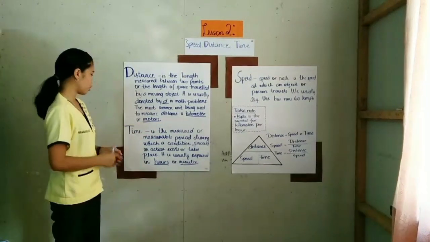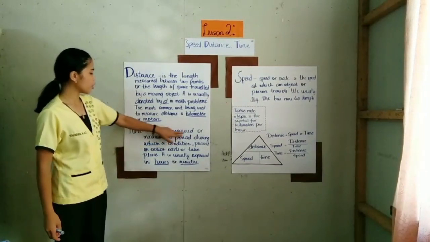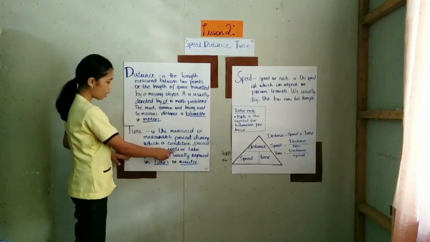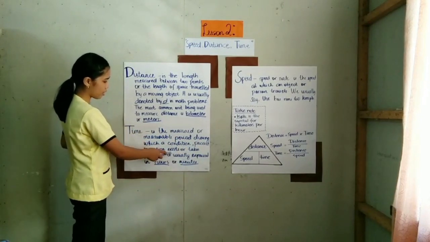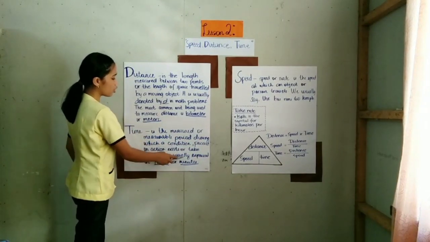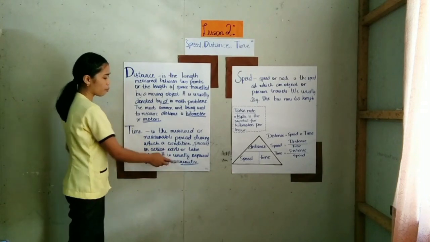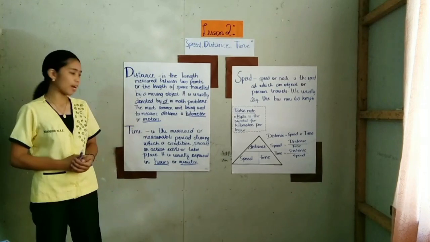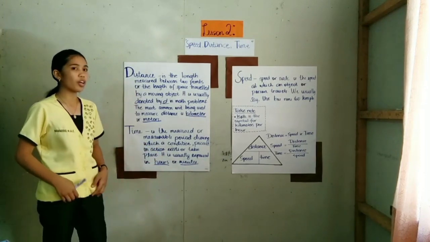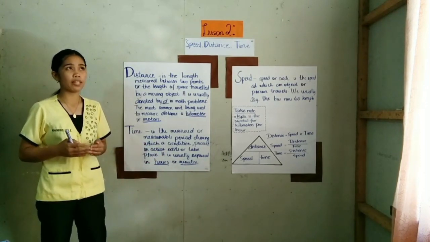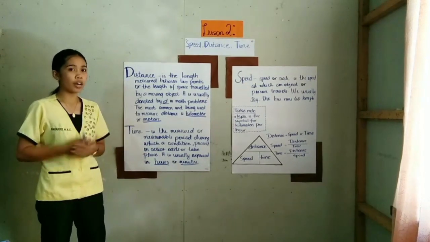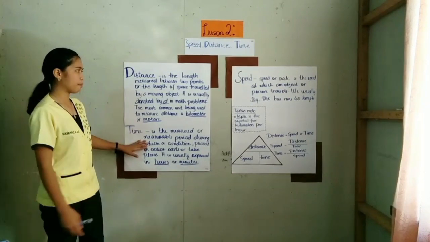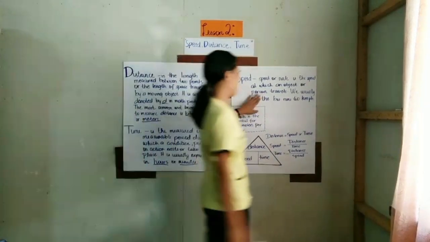Now let's proceed to time. Time is the measured or measurable period during which a condition, process, or action exists or takes place. It is usually expressed in hours or minutes, or how many hours or minutes that we traveled. So that's for time. Now let's proceed with speed.